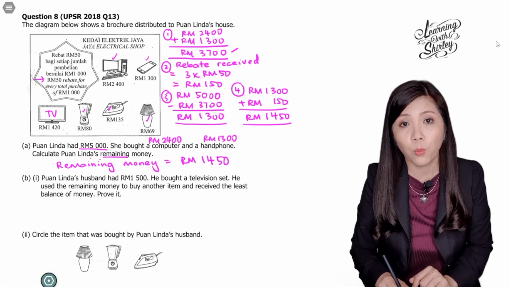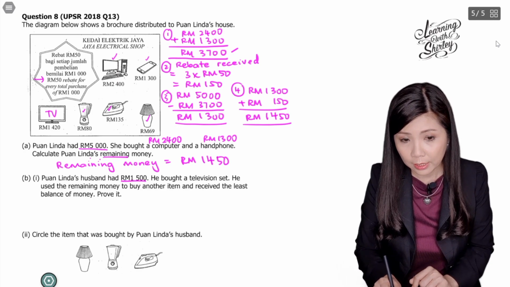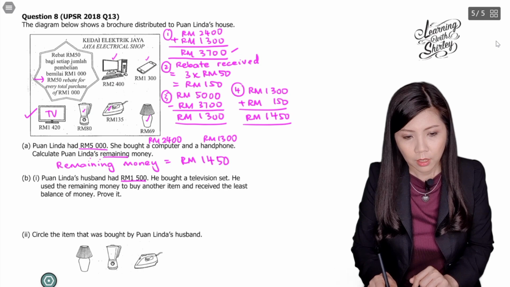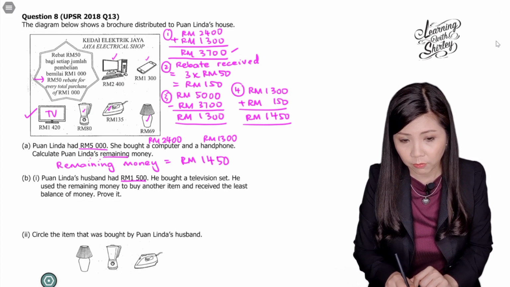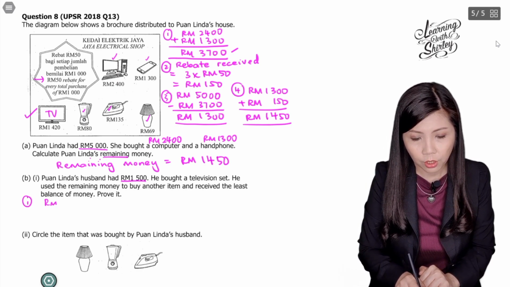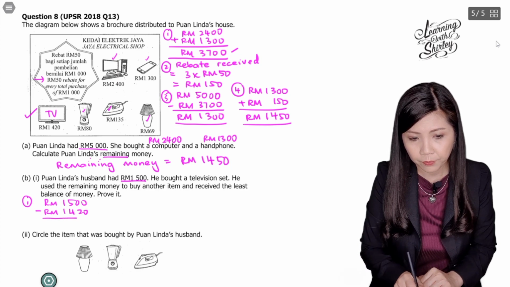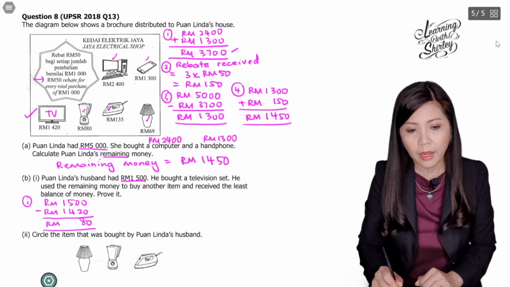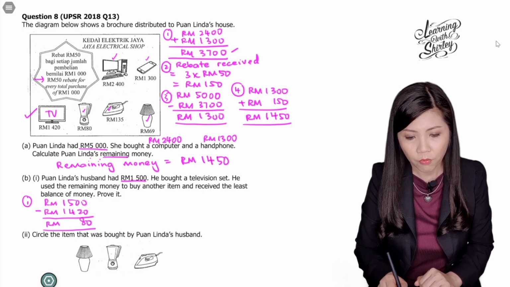Let's move on to B1. Puan Linda's husband had 1,500 ringgit. He bought a television set, which is here. He used the remaining money to buy another item and received the least balance of money. So prove it. The first step is I'm going to use 1,500 minus the price of the TV, which is 1,420. So it's 80 ringgit. But because he bought more than 1,000 ringgit, he will get a 50 ringgit rebate.